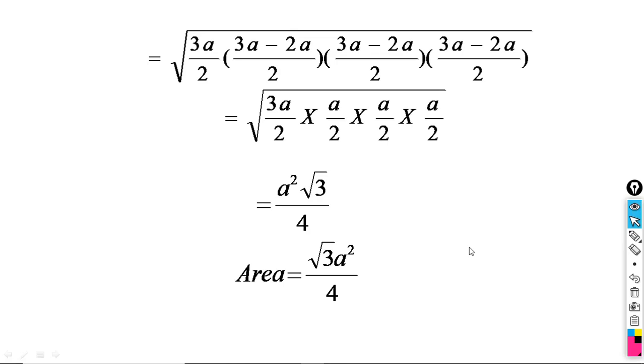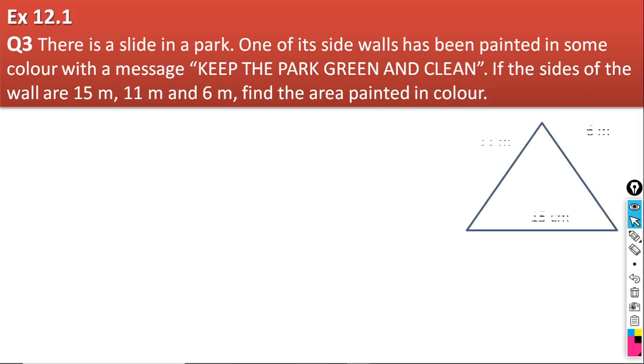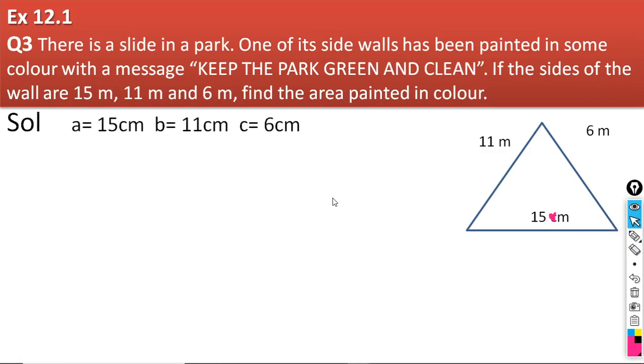Let us discuss some problems related to Heron's formula. In this first problem, a triangle is given whose sides are 15, 11 and 6 meter. We have to find the area of this triangle. So here the sides are given to you. It is 15 meter, 11 meter and 6 meter. We consider those to be a, b and c. They are all in meter.